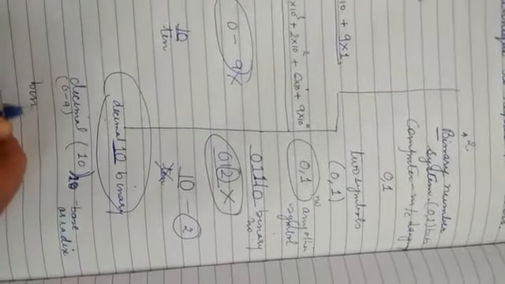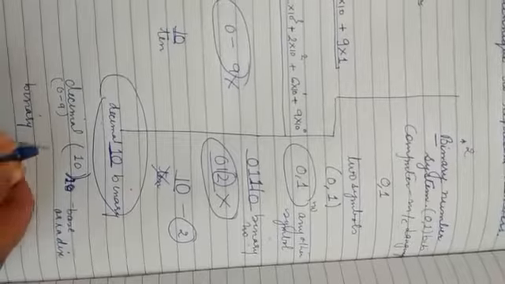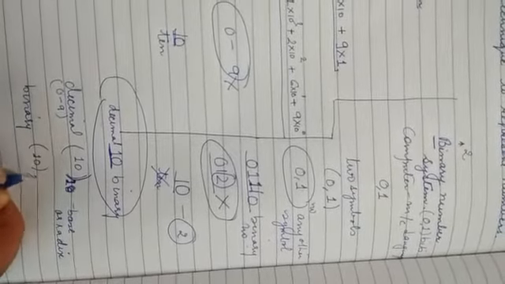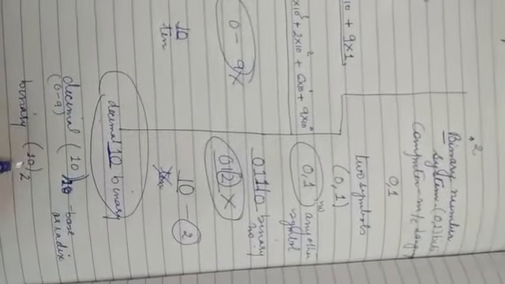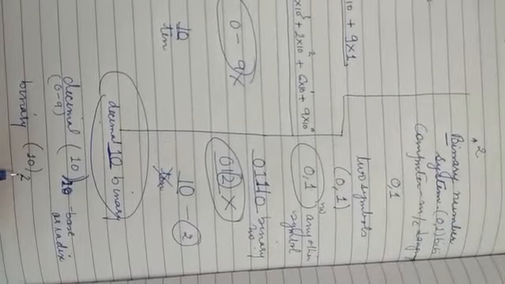Suppose I am writing a binary number. So in binary I am writing 1 0. So I'll write here base 2. So from here I'll come to know that this is a binary number.